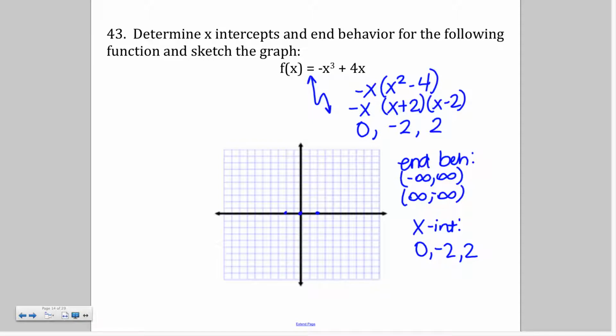Now we know that it starts up and then it goes down. Again, you can put something in there to kind of see, but it's going to look something like this. Now, if you didn't do end behavior first, you can see on the left side, as x goes to negative infinity, y is going up, so it's going to positive infinity. And then as x goes to infinity, y is going down, so it's going to negative infinity. All right, let's go on.